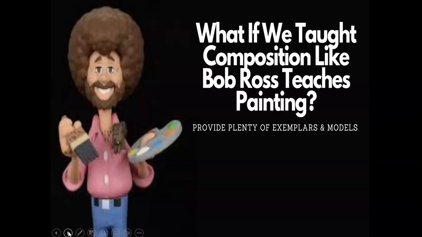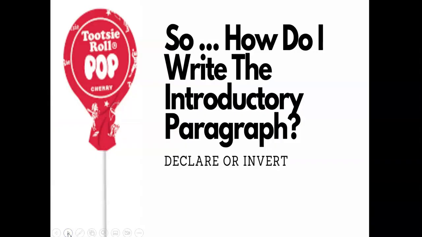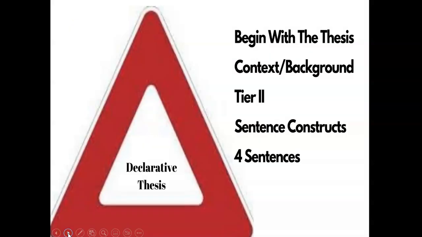There's a seismic difference between the assigning of writing and the direct, explicit teaching of it. So hopefully we're going to do some direct, explicit teaching of it. So we get to the question: how do I write the introductory paragraph? As I already alluded to, you can declare or invert. If we unpack what that means, the declarative literally can be housed in this triangulated formula here.